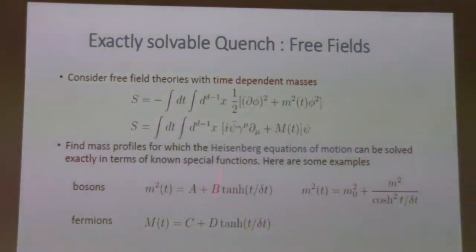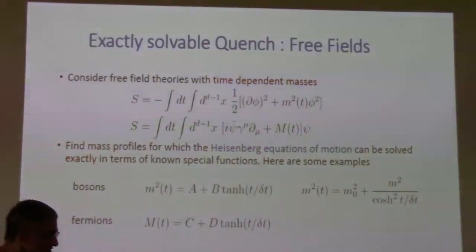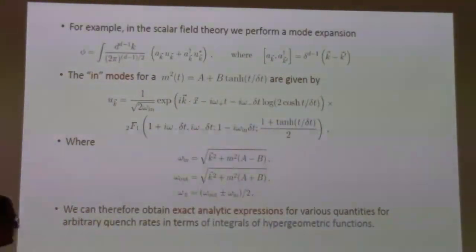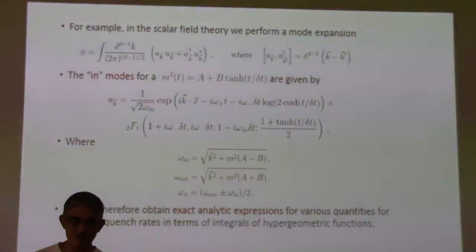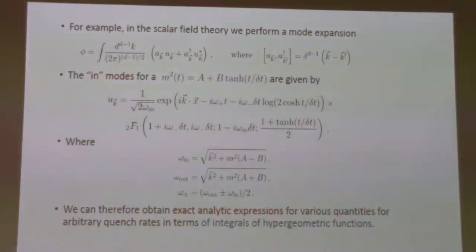So these are some sample computations in a scalar field theory or a fermion field theory with time-dependent masses. The trick is to find the time-dependent mass so that you can solve the problem exactly. Namely, you can solve the Heisenberg equations of motion exactly and therefore calculate all quantities as a function of time in an exact fashion. Here are some mass profiles which do the job. If you wish, this is the solution. There's nothing very interesting about it except that there is a solution in terms of hypergeometric functions.